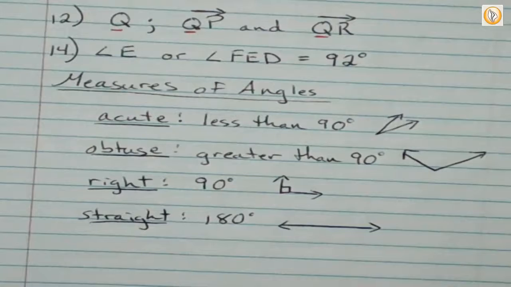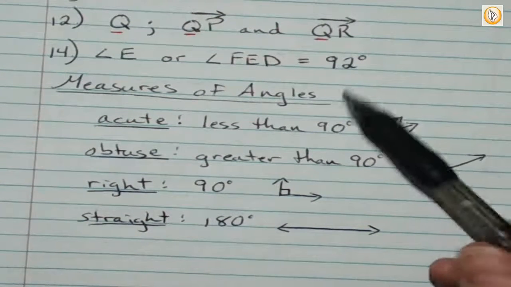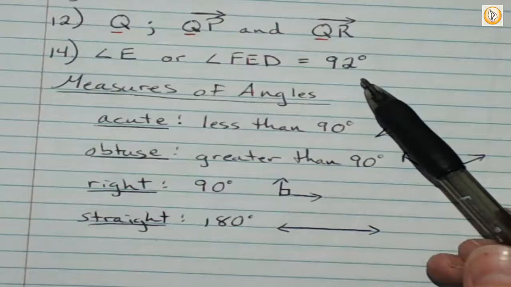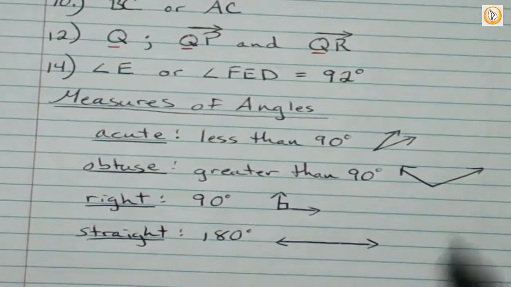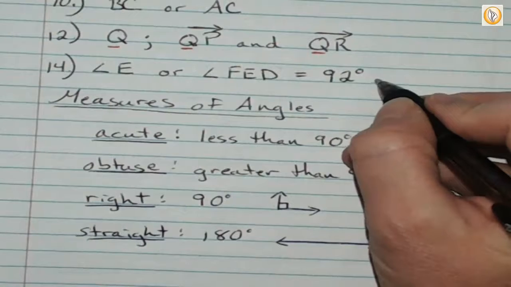Okay, so back here, this is 92 degrees. The next thing says to tell what kind of angle it is. So what would that be? Joanne? Obtuse.